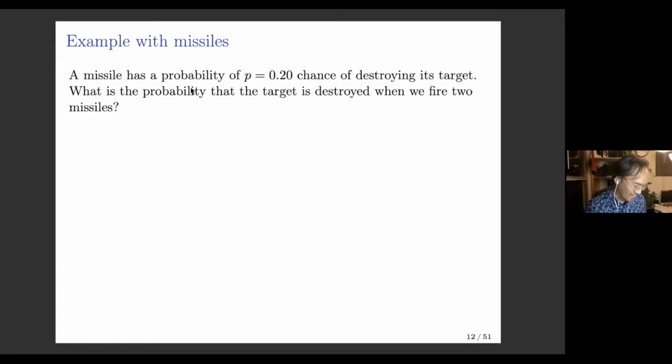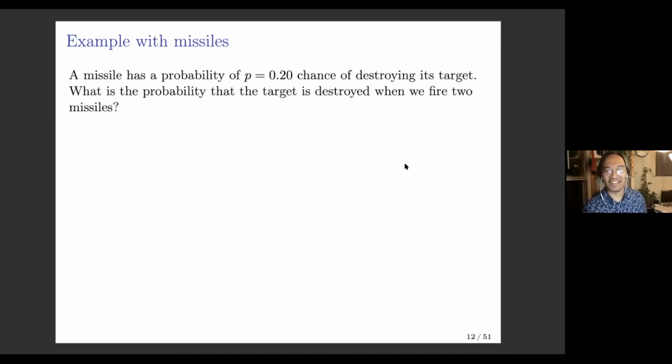Right. You have 2 missiles. What is the chance you destroy the target? Is it 0.4? Do you agree it's 0.4? I mean, you fire 2 missiles, and then the chance is 0.2 each, right? Yeah, Subham, do you know the answer? 0.4.